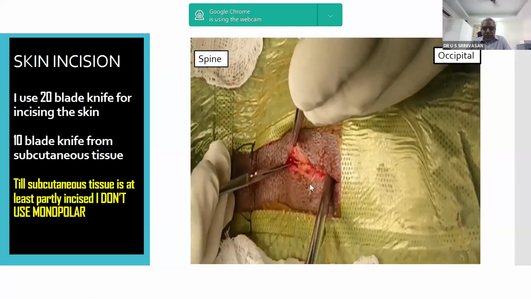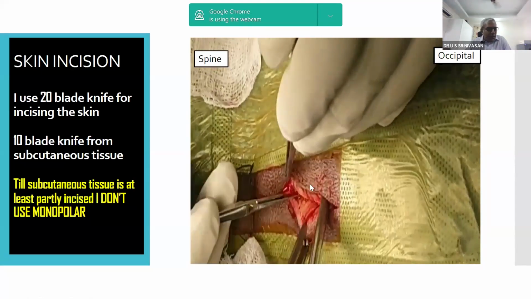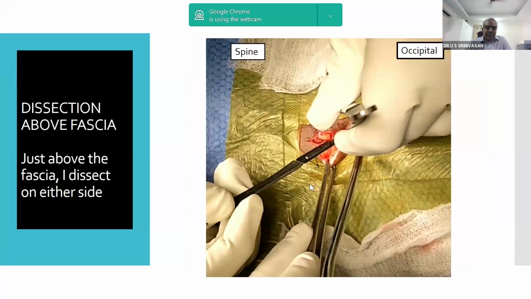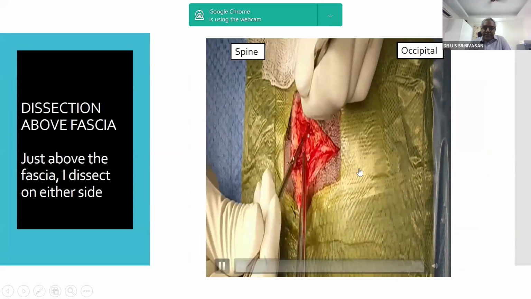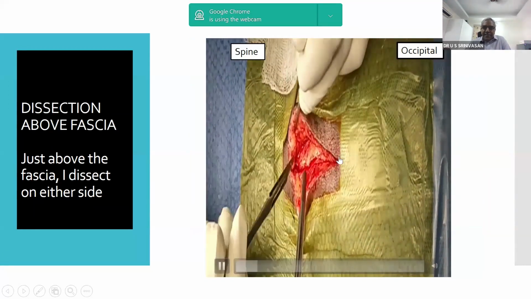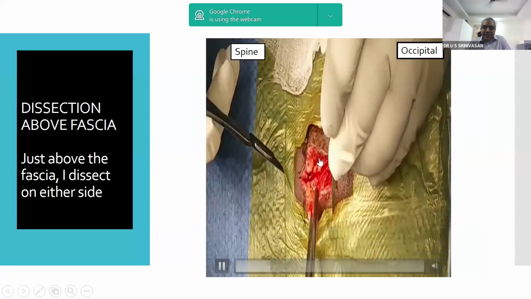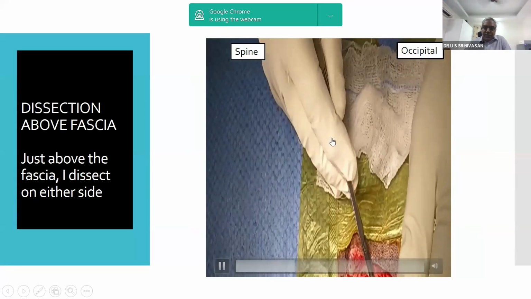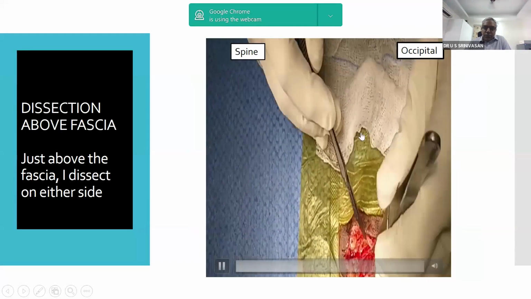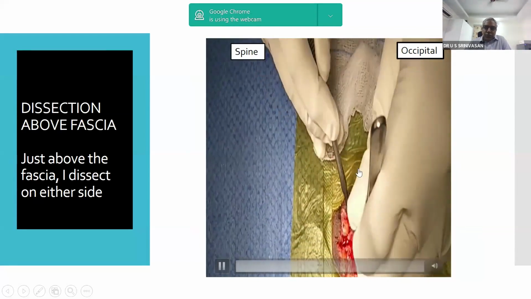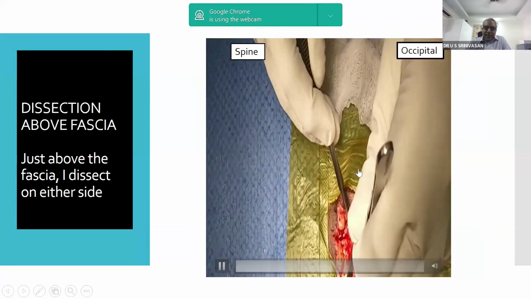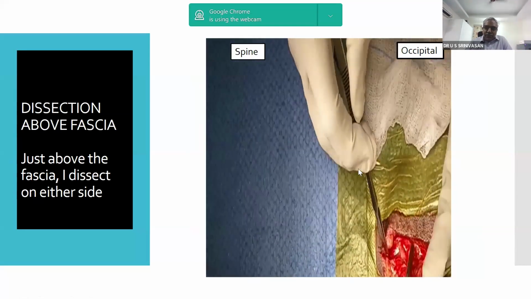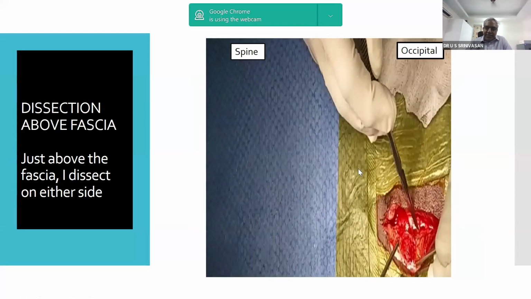Once I go to a certain extent, then I use monopolar. And once I see the fascia, I start dissecting it on either side. That white fascia, if you see, dissect it on either side. The reason is, if a CSF leak accidentally occurs, it gives a beautiful closure so that we don't get CSF coming out. Another thing is it's easy to apply retractors. You need not ask the anesthetist to give more muscle relaxant to retract. So I dissect it on either side.